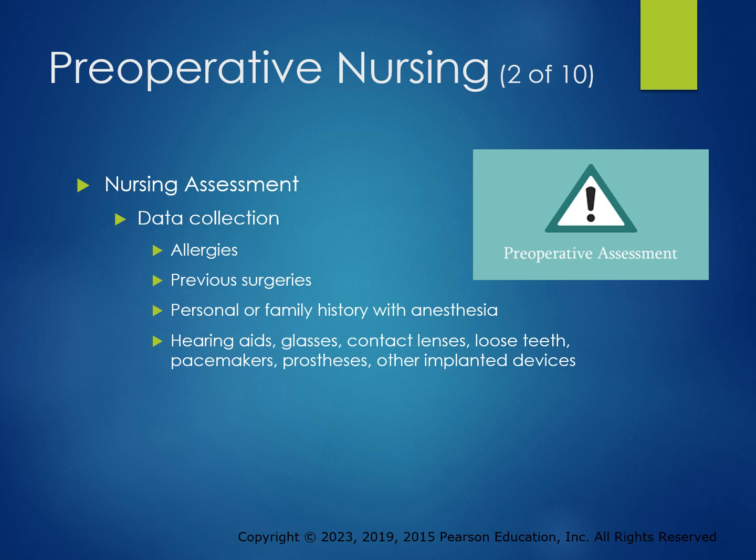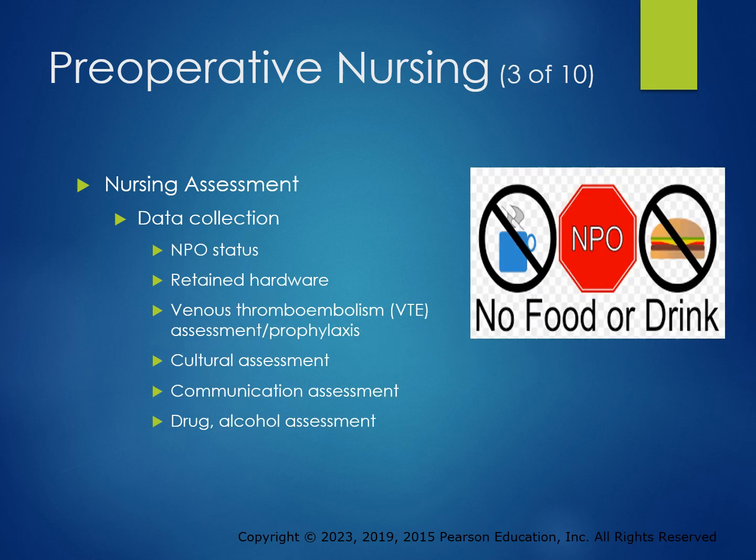And so on data collection, you've got table 17.3 on page 1396. Allergies, any previous surgeries, personal family history with anesthesia, hearing aids, glasses, and contact lenses, which sometimes have to come out. Loose teeth, crowns, caps, because we don't want them swallowing any of that. Pacemakers, prosthetics, NPO status. A lot of times it says up to 8 hours before surgery. It just depends on the type of surgery that they have. Some say 6 to 8 hours, some say 4 hours.